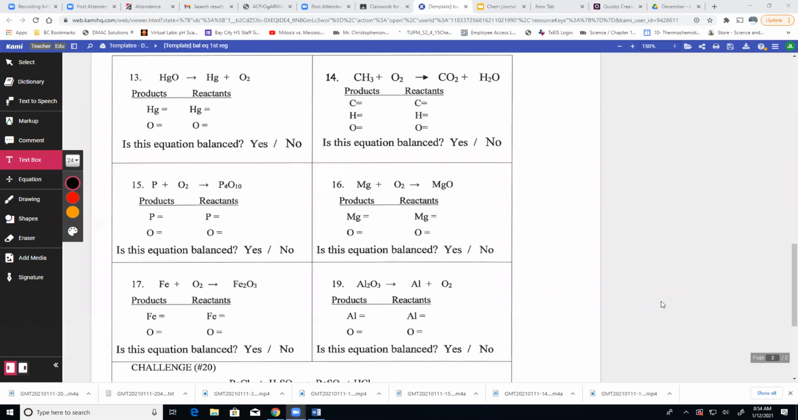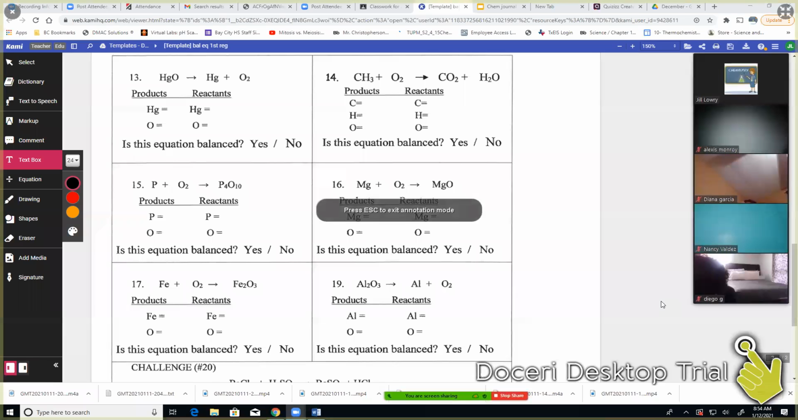As my virtual students may have heard, I've been telling people we may start with one coefficient and then decide that we need to change it, and that's fine. So I'm going to look at number 17. So I had 1 and 2, and over here, I had 2 and 3. So I would start with my iron. I need 2. Over here, I only have 1. So obviously 1 times 2 would give me 2. So I'm going to put a coefficient of 2 here.